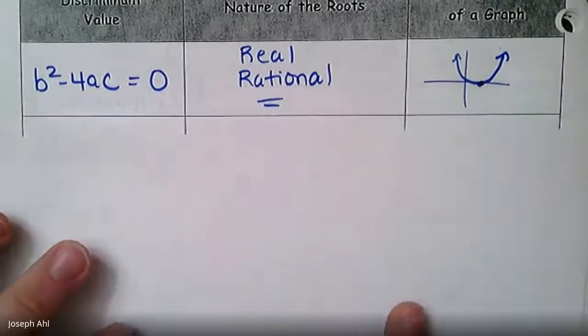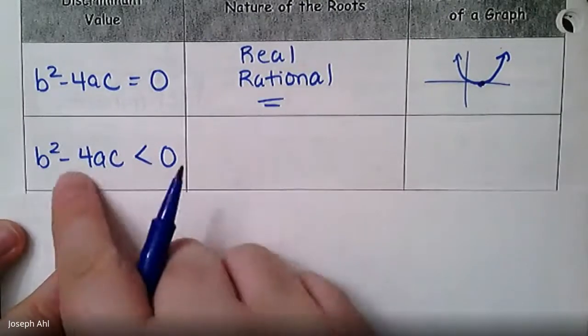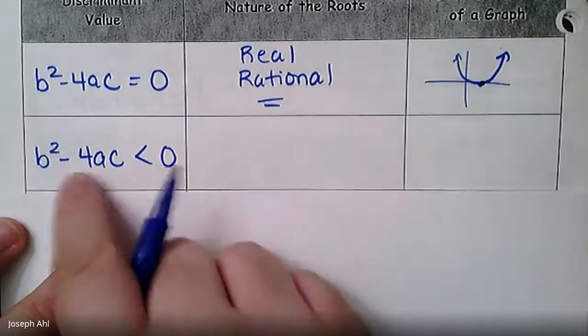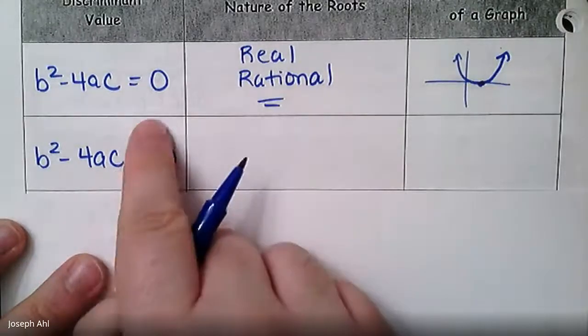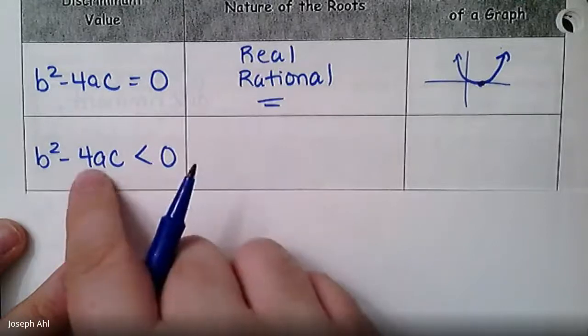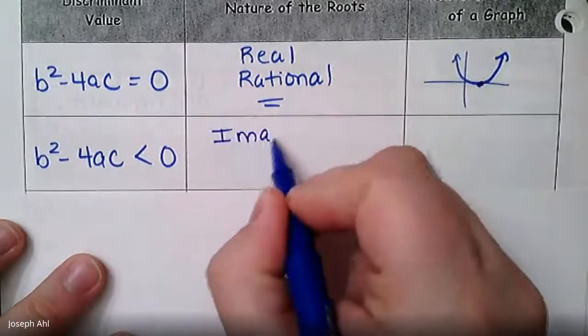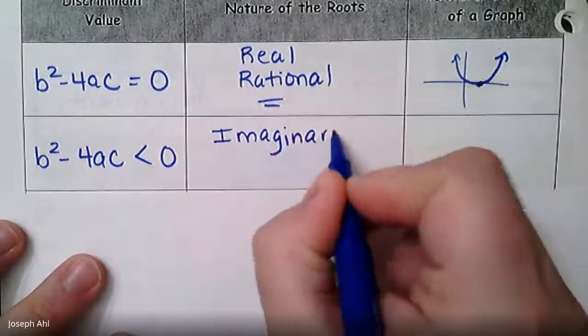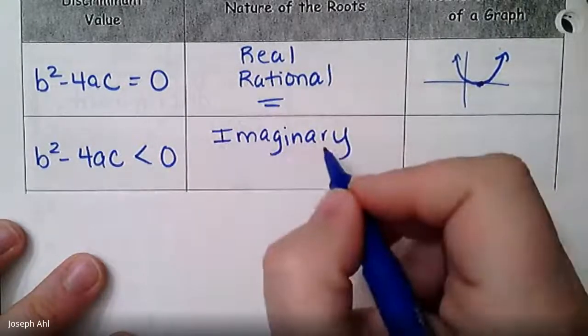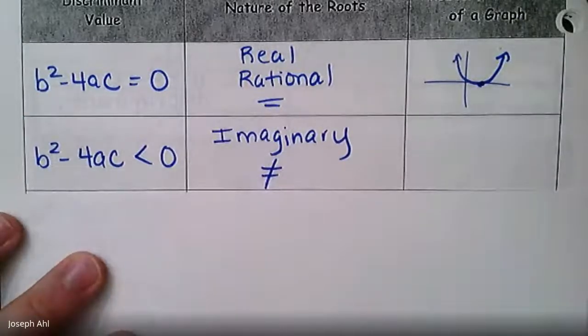What was the second case that we saw? Well, when the discriminant was negative 36, the way we were going to generalize that case is that b squared minus 4ac is less than 0. And when you have a negative number underneath the radical, then the roots are automatically imaginary. And that should make sense to us, right? Square root of a negative is definitely going to be imaginary roots. Imaginary roots are always unequal.